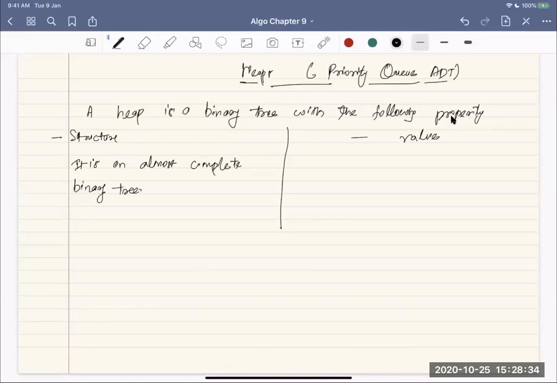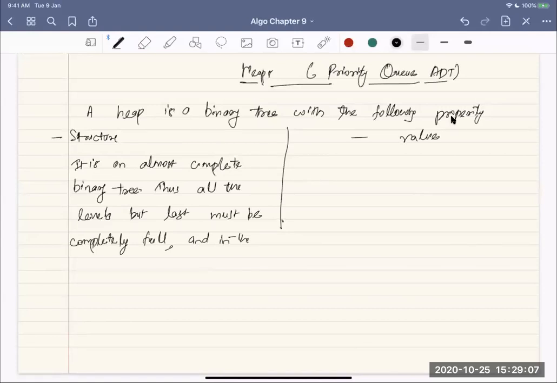So remember this definition of an almost complete binary tree. You start filling it from top to bottom and left to right. All the levels, but the last, must be completely full. And in the last level, all nodes will appear to the left.